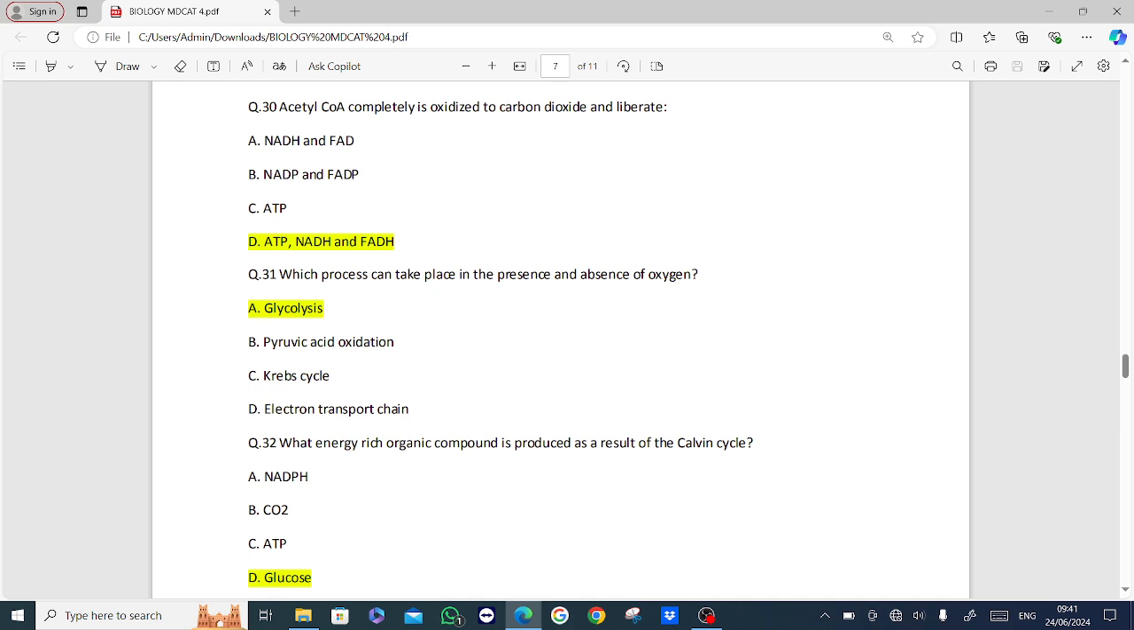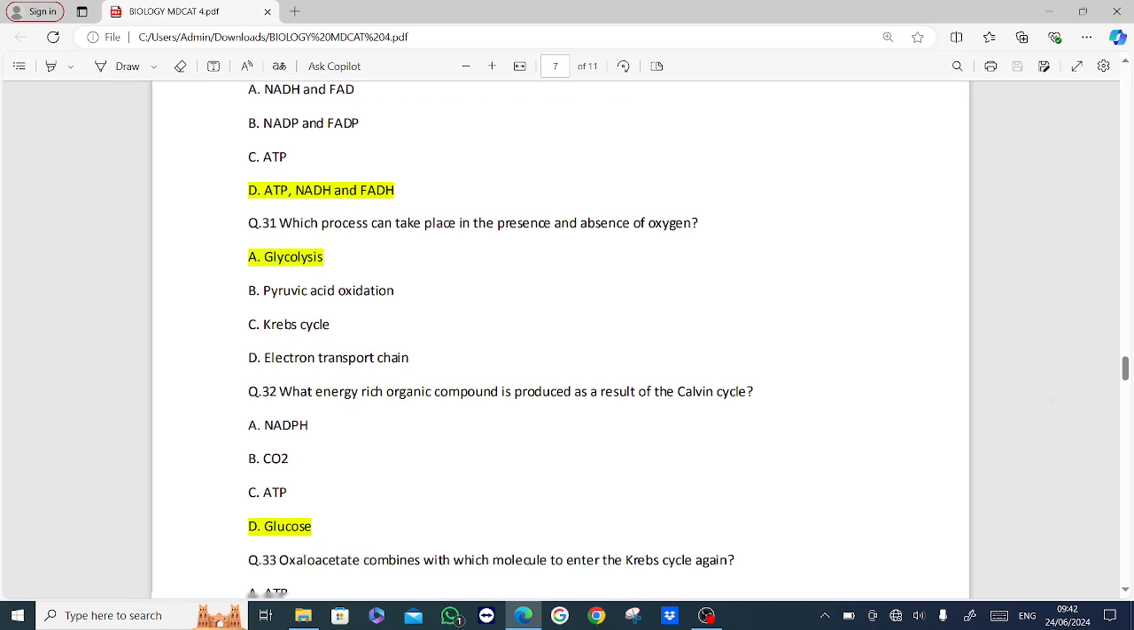Next MCQ is: what energy rich organic compound is produced as a result of Calvin cycle? Options are NADPH, CO2, ATP, glucose. Answer is option D, glucose.